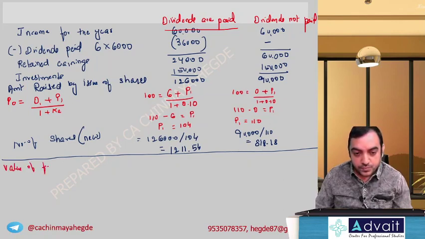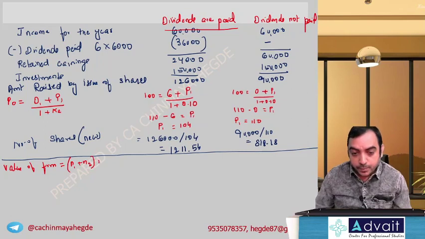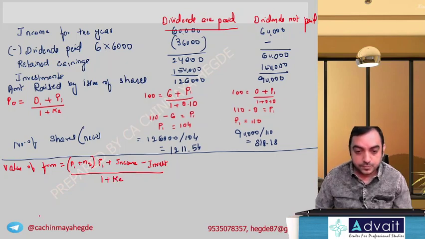Value of firm today is given by, I told you, N1 plus N2, new shares plus old shares, multiplied by P1 plus income minus investment, whole divided by 1 plus K.